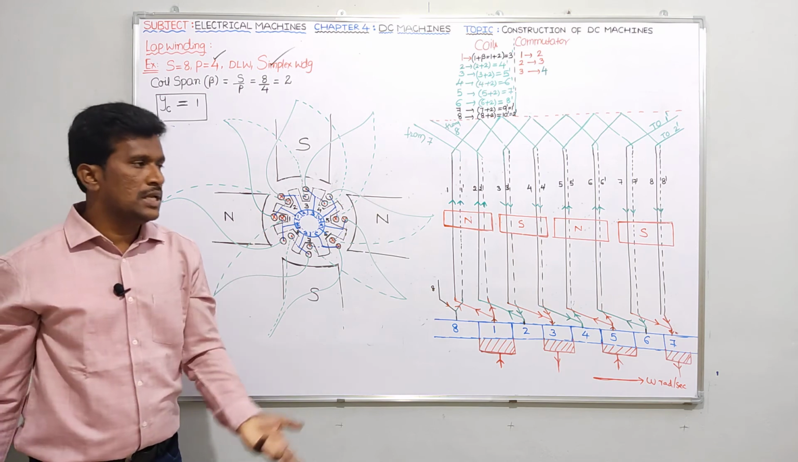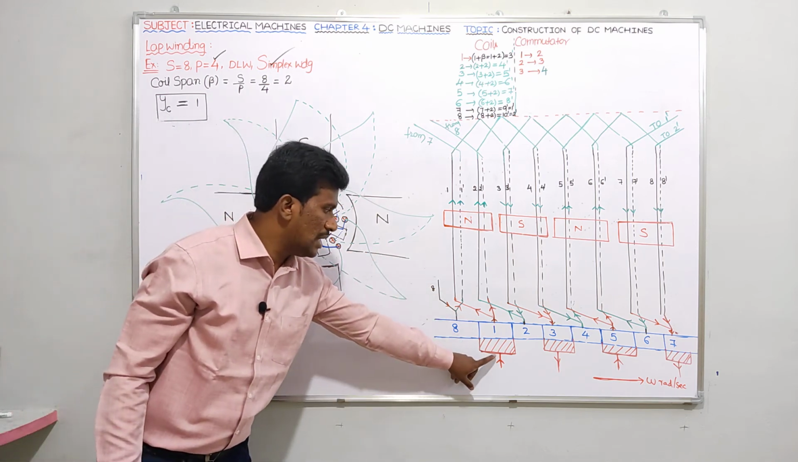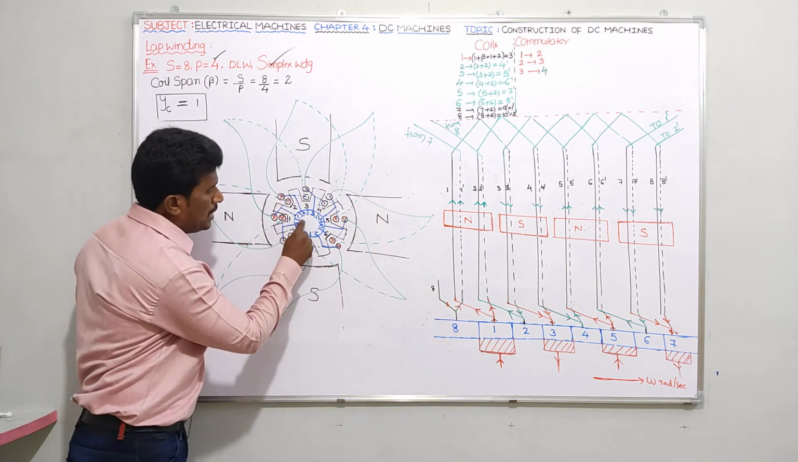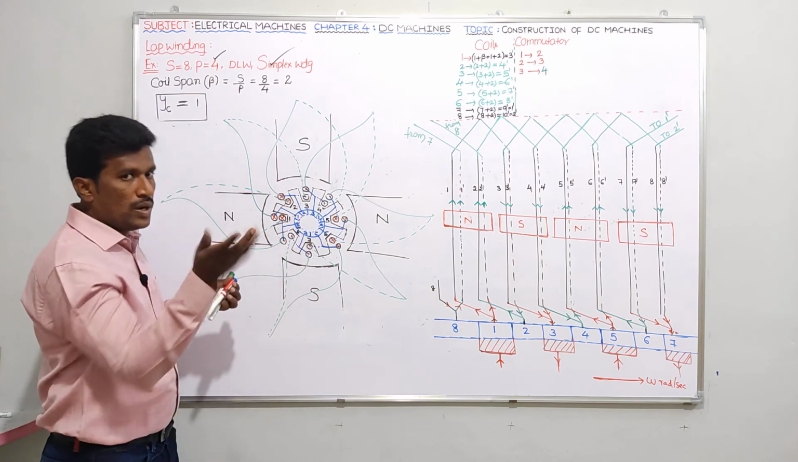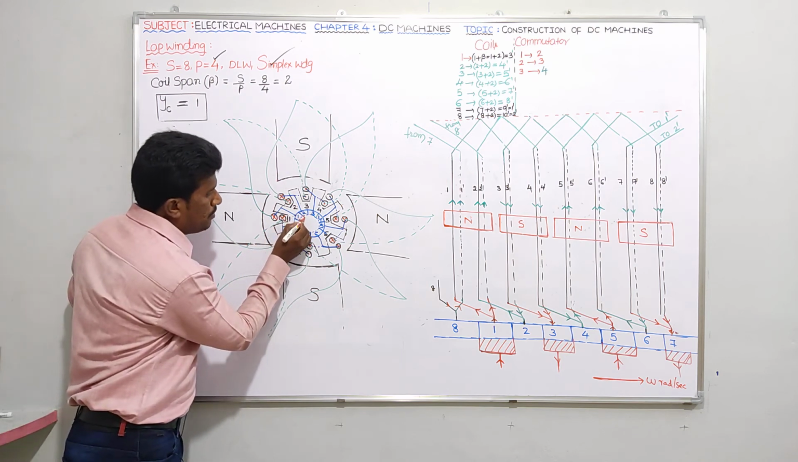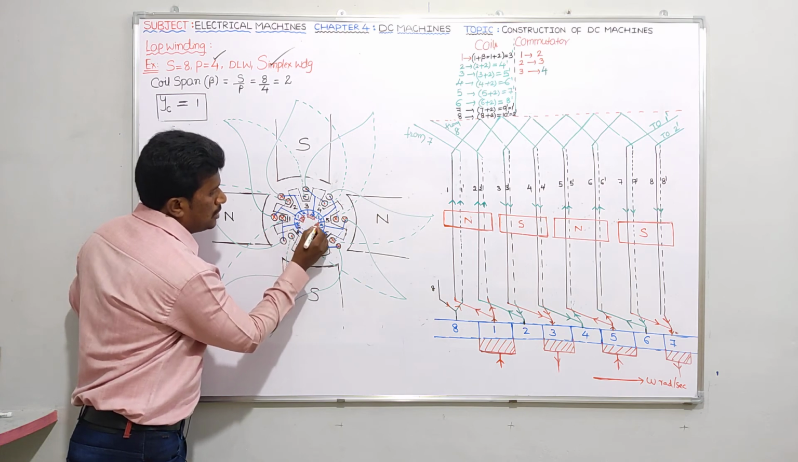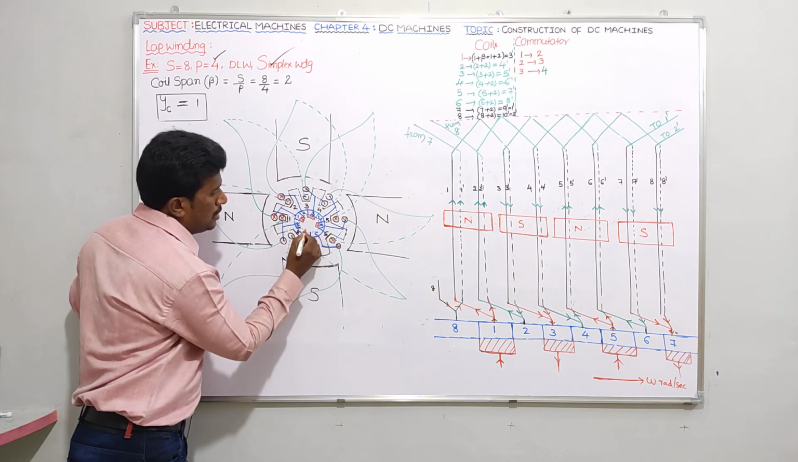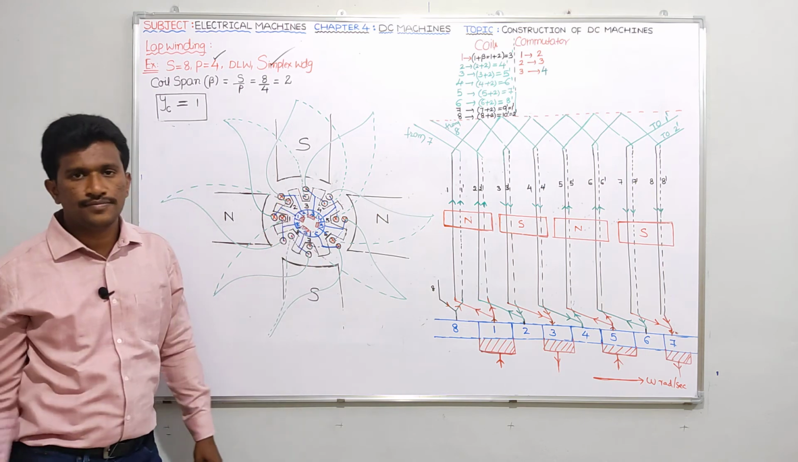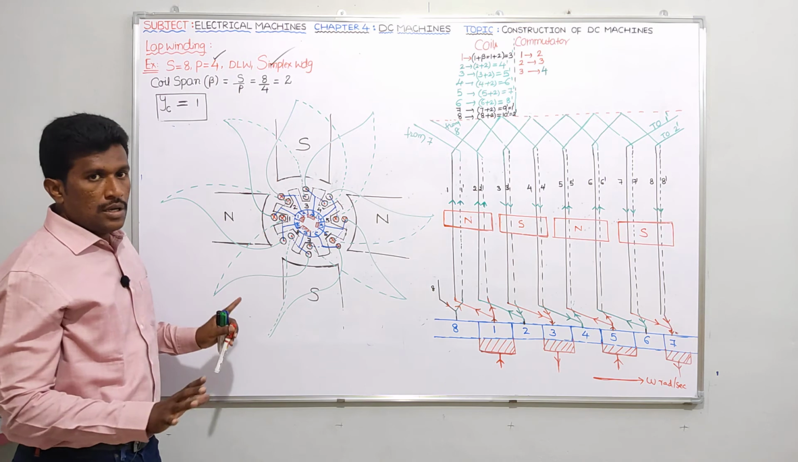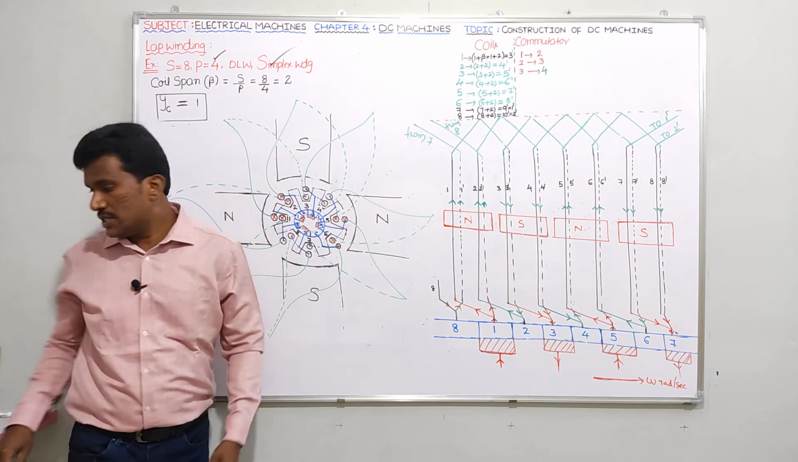Okay, those who want, they can place brushes across segment number 1, they can show some brush across segment number 3, across segment number 5, and across segment number 7. Like this also you can show, no problem. Is it clear? Okay, now this portion I am just going to erase.